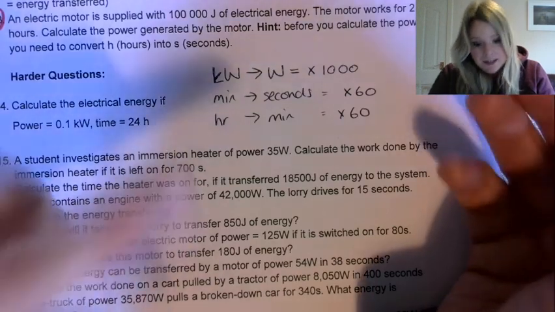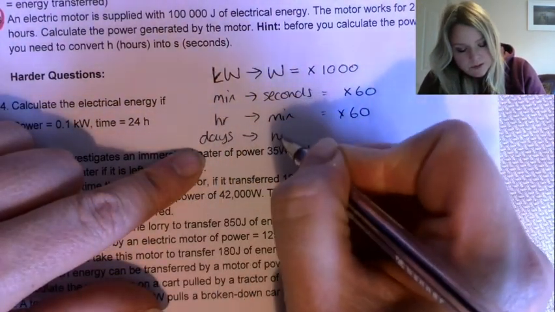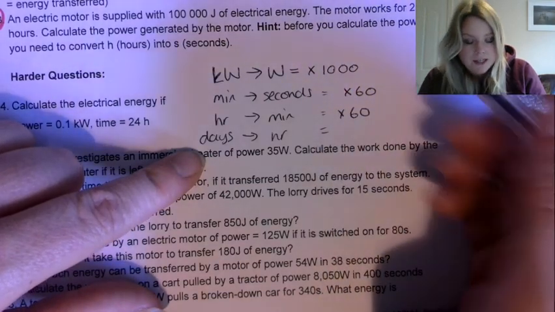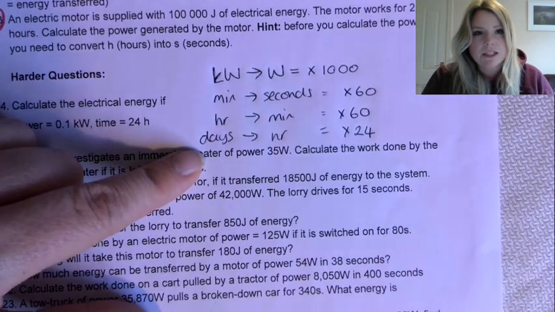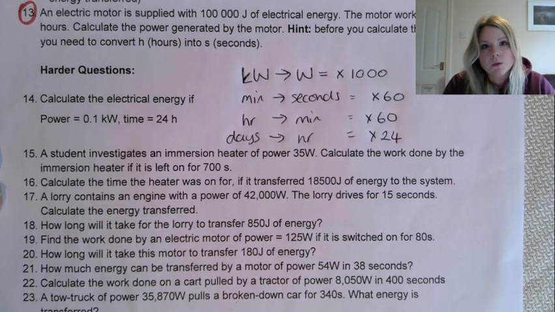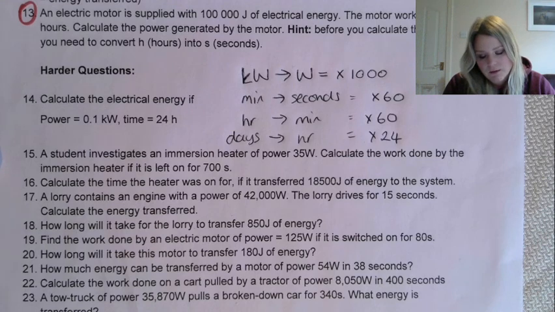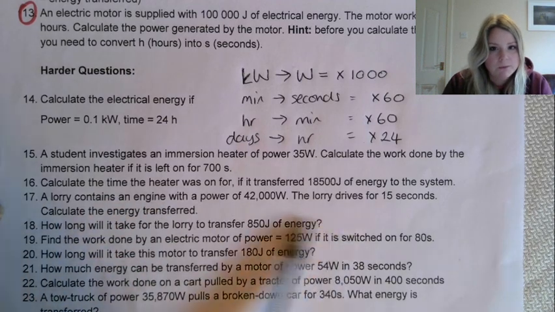If it was days to hours, let's add that one in, because there's 24 hours in a day. You'd multiply by 24. Okay, so I'll have a wee look and see what questions are particularly awkward to point out to you. Right, so there's a few times in this where two questions link into each other. So see question 17, a lorry, and then it gives you information about this.